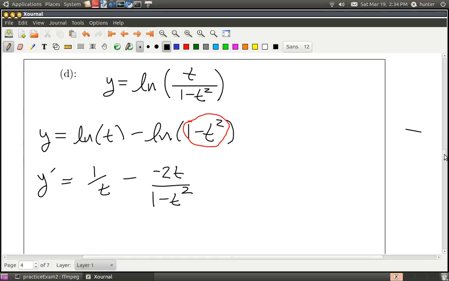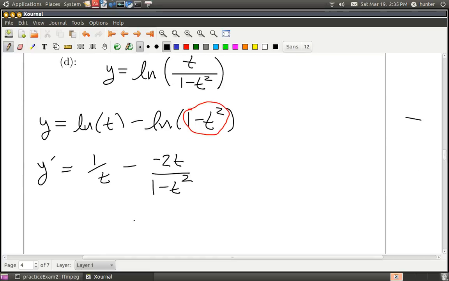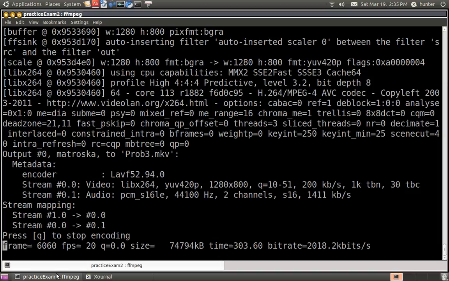So very simple problem if you are good at using the chain rule. And that's the answer.